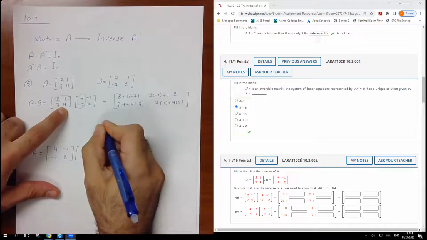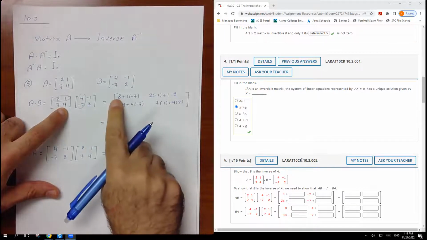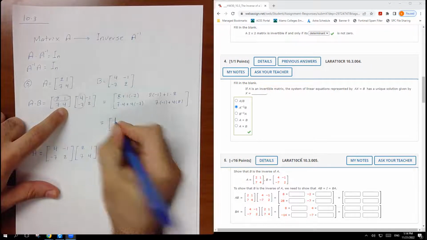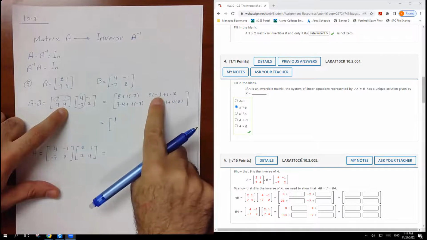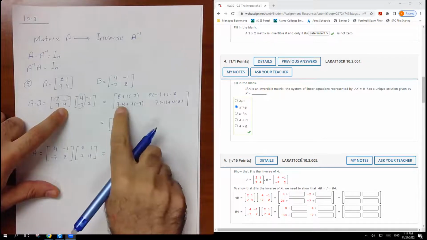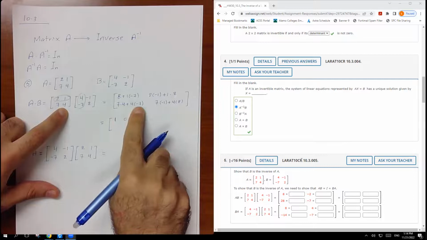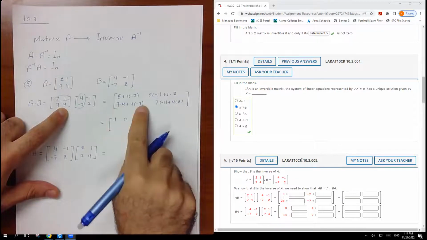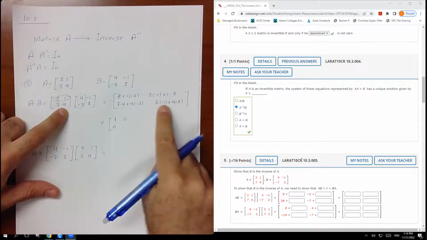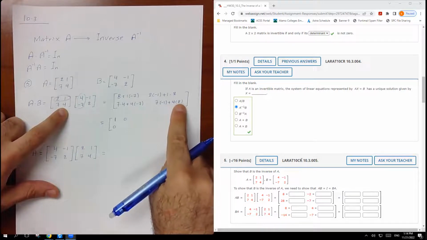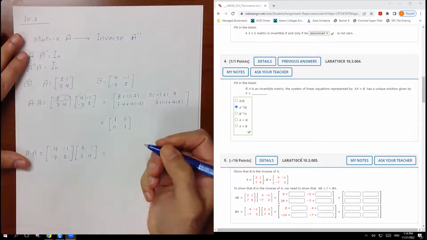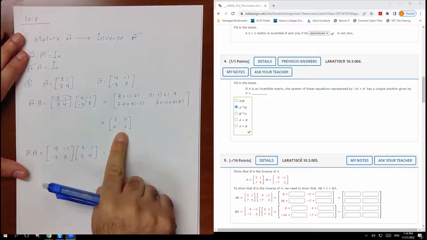Let's check the result. 1 times negative 7 is negative 7, so 8 minus 7 is going to be 1. For this one, 2 times negative 1 is negative 2, plus 2 is going to be 0. 7 times 4 is 28. 4 times negative 7 is negative 28. 28 minus 28 is 0. 7 times negative 1 is negative 7, plus 4 times 2 is 8, so negative 7 plus 8 is 1. So we already proved that A times B is the identity matrix.